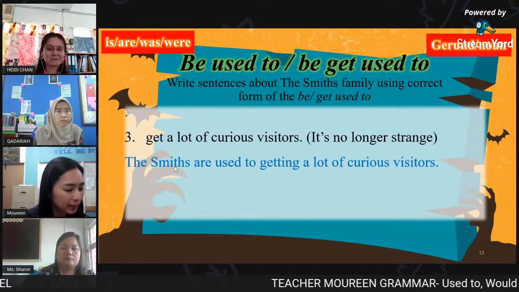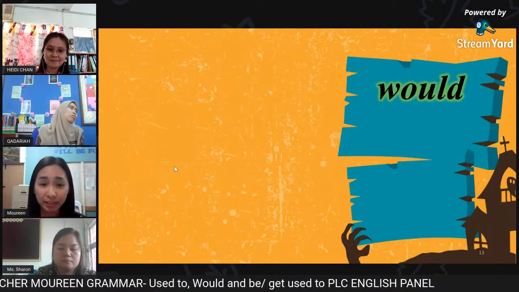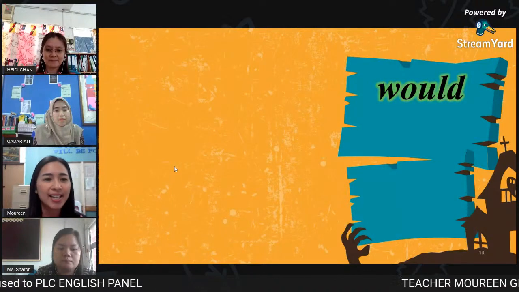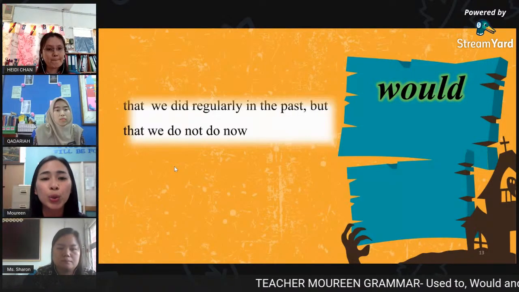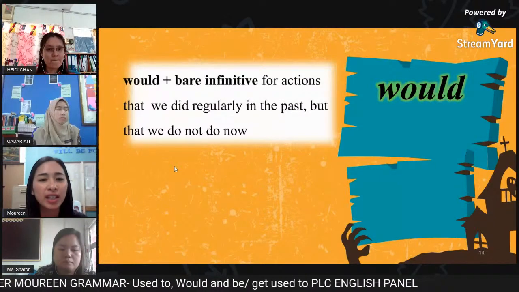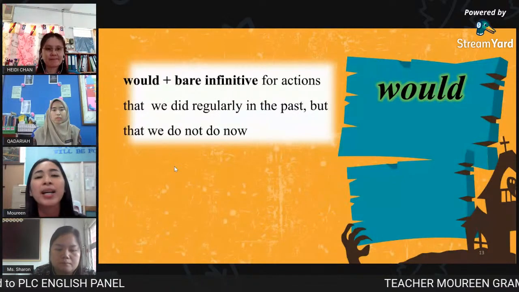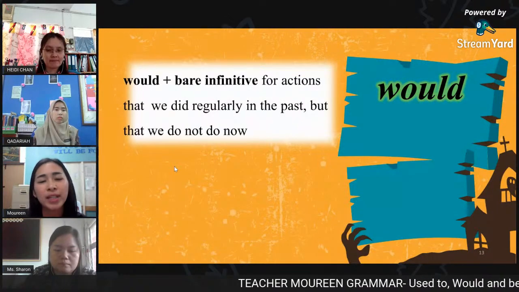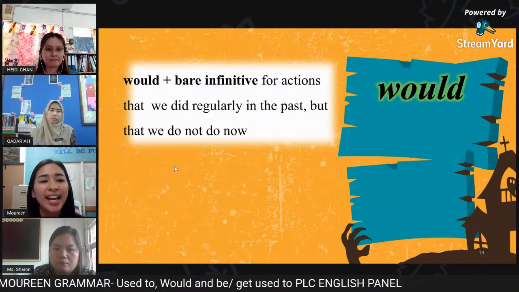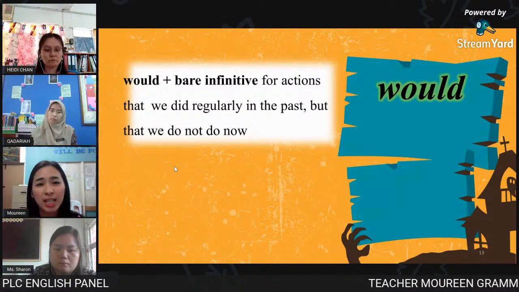Okay. All right. So next, would. This one is simple. I know that would is one of the modal verbs, but in this case, we can use it almost the same as used to, the first one that we have learned just now. So would plus bare infinitive. Bare infinitive, do you still remember? Bare infinitive is the verb without the marker to. Infinitive normally has to, but when it's called zero infinitive or bare infinitive, it's without to. So would plus verb is used to talk about actions that we did regularly in the past, but that we do not do now. So it's actually similar to used to.